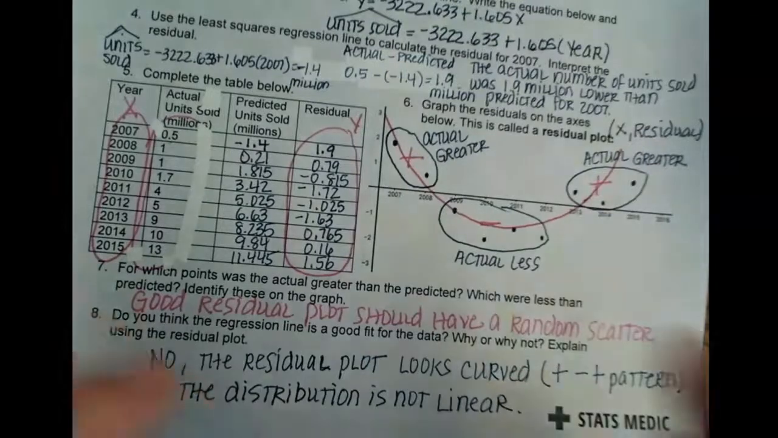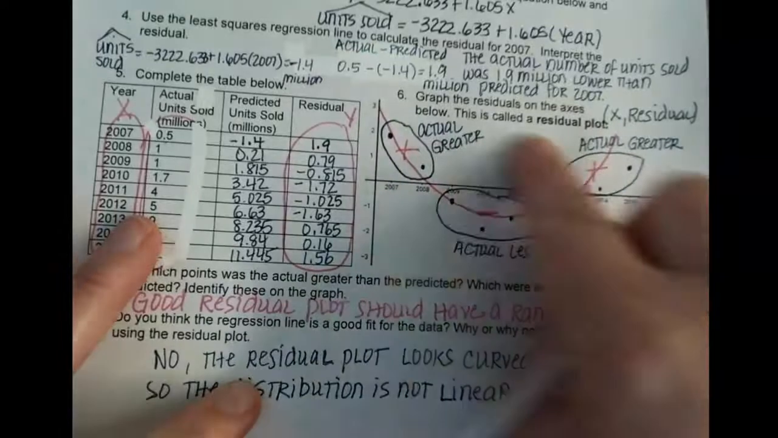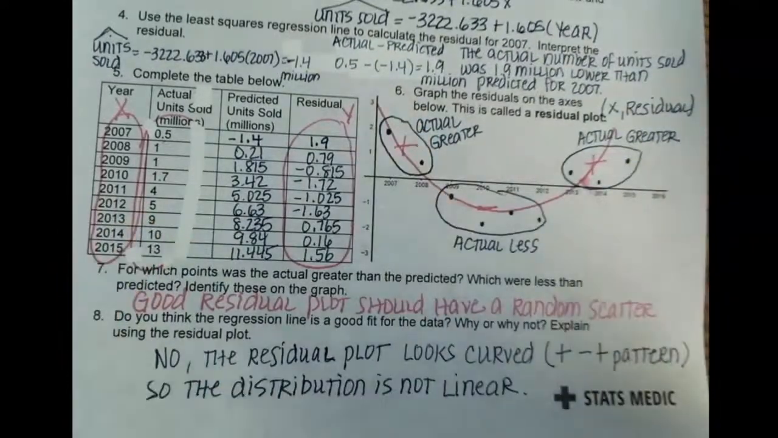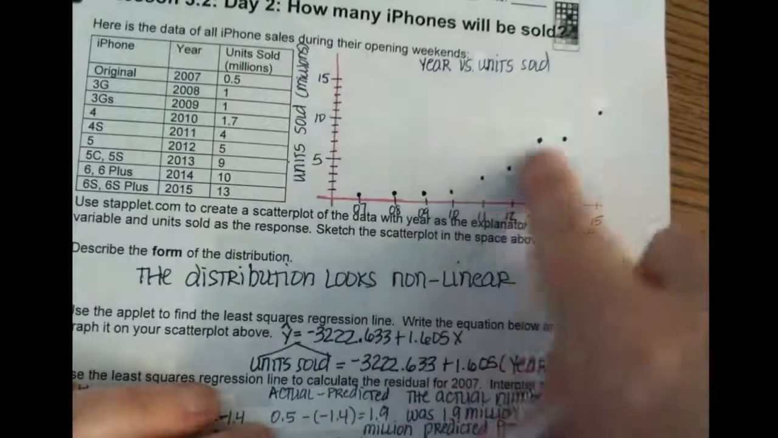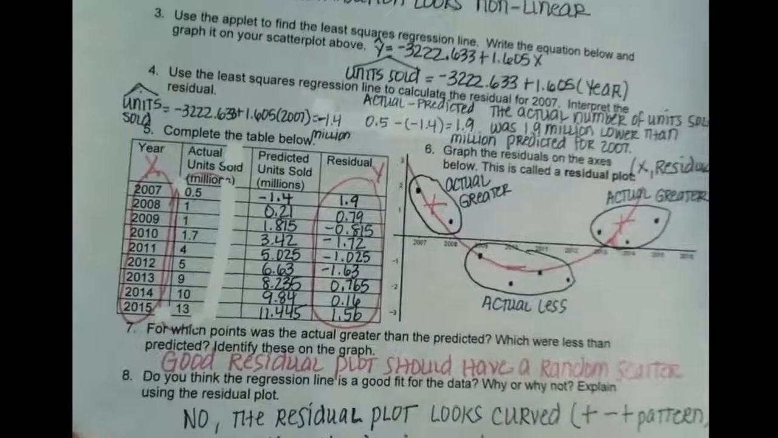Okay? We could have had the opposite. If you had negative, positive, negative, that would have been a curve going the other way. So whenever you see a pattern in your residual plot, that is not a good thing. Patterns are problems. That means the distribution was not linear, which we suspected up here because we were seeing a curve going on up here. Okay, so you do not want to have any patterns show up in your residual plot.